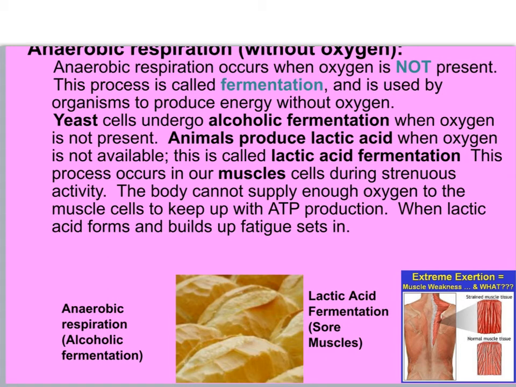Okay. Now only certain cells can go through fermentation. So fermentation, the whole goal of this unit is producing energy. But with fermentation, the goal is to produce energy without oxygen. Okay, so the main cells that do this are going to be yeast and muscle cells in animals. So obviously yeast are not animals. But anyway, yeast cells can undergo alcoholic fermentation, and animals can go through lactic acid fermentation in their muscles.